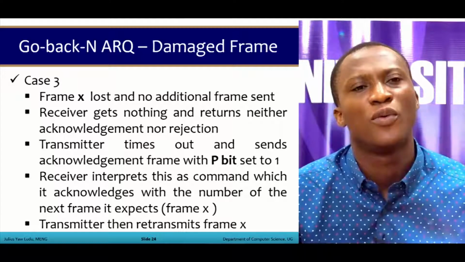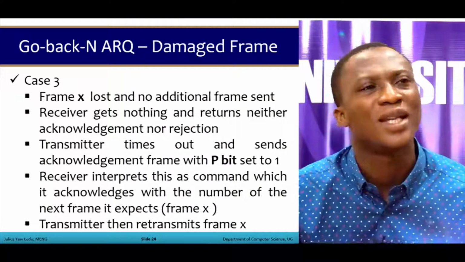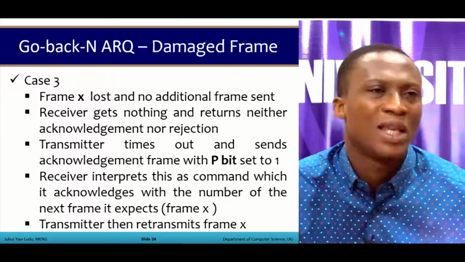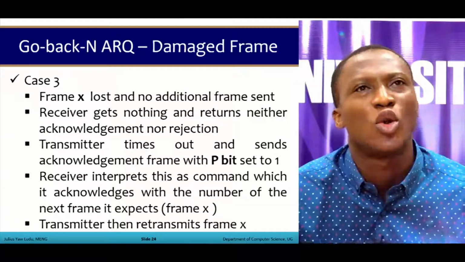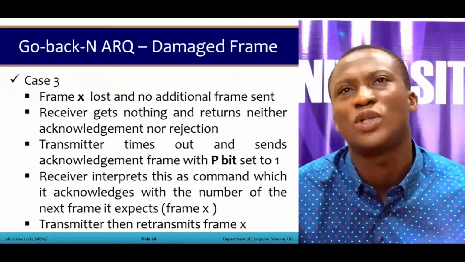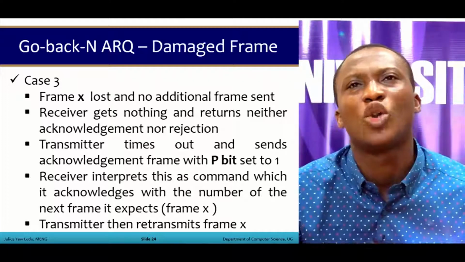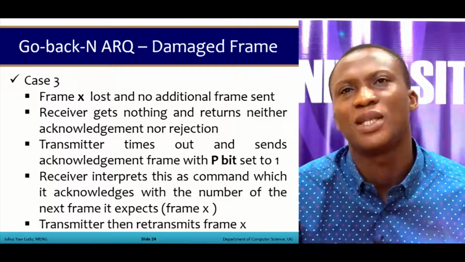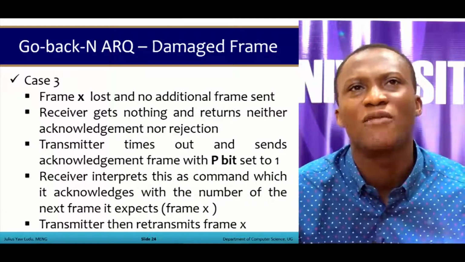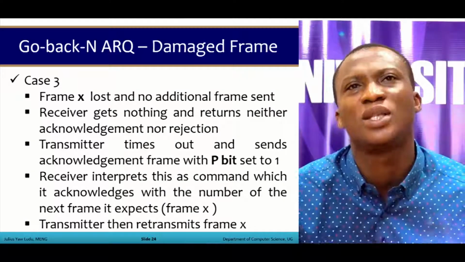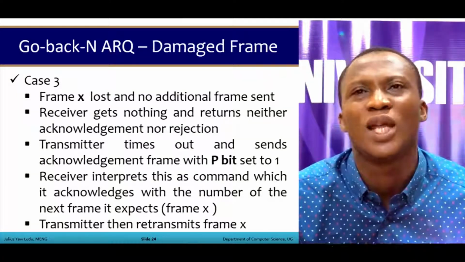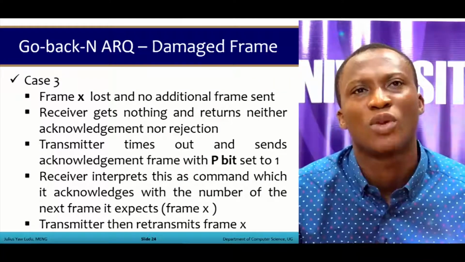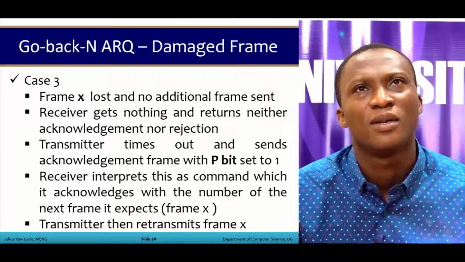Now, with the third scenario, frame X gets lost, but no additional frame is being sent. So the receiver gets nothing and returns neither acknowledgement nor reject. Now here, the transmitter will just time out and send an acknowledgement frame with what is called the P bit. This P bit is set to 1. Now, when the receiver receives this, it interprets this as a command which it acknowledges with the number of the next frame it is expecting. So the transmitter then retransmits frame X, which gives us the third case.